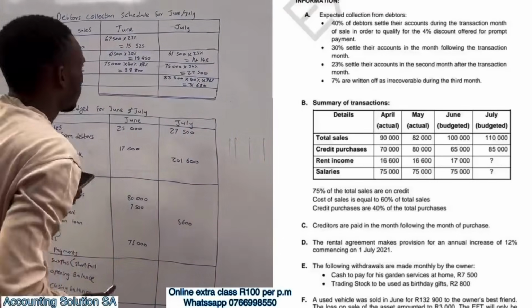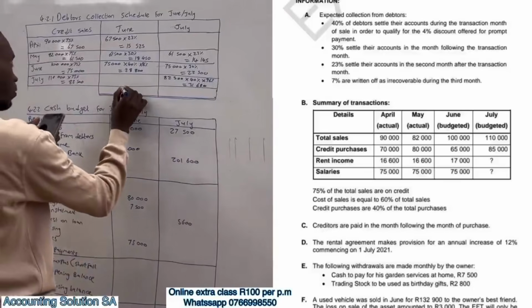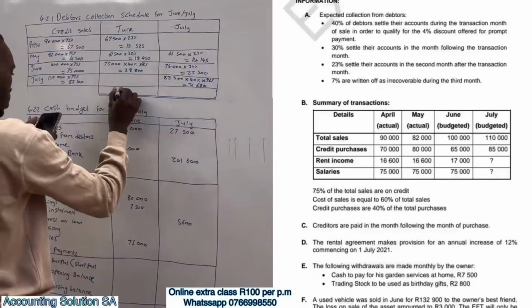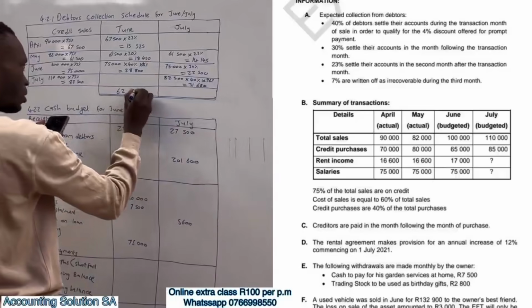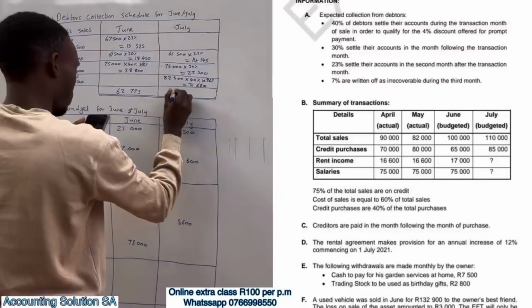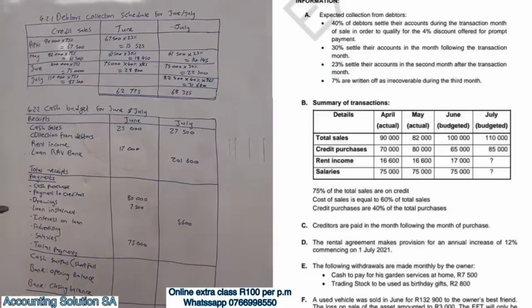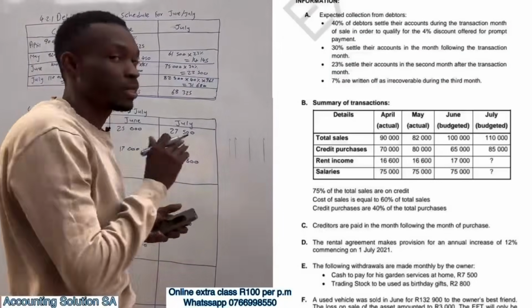15,525. Okay, and the totals for June is going to give us the total. You just add these answers and you're going to get 62,775. Here is going to be 68,325. Just like that. That's how we prepare the tax collection schedule.